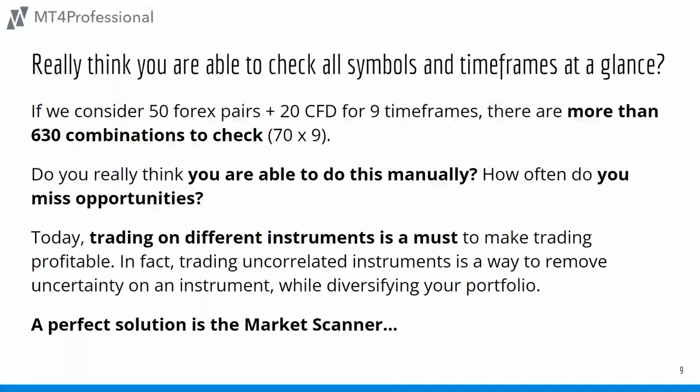Trading with different instruments really is important and a must if you're going to be making trading profitable. So if you trade uncorrelated instruments, it's a way to remove the uncertainty of the instrument and to diversify your portfolio. And that's why most people trade with a lot of different pairs. So a perfect solution for going through all of these different combinations is a market scanner.